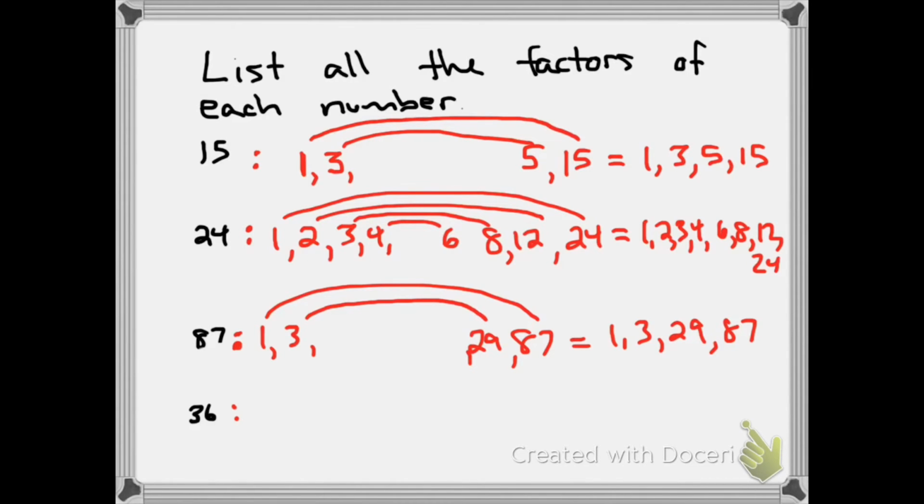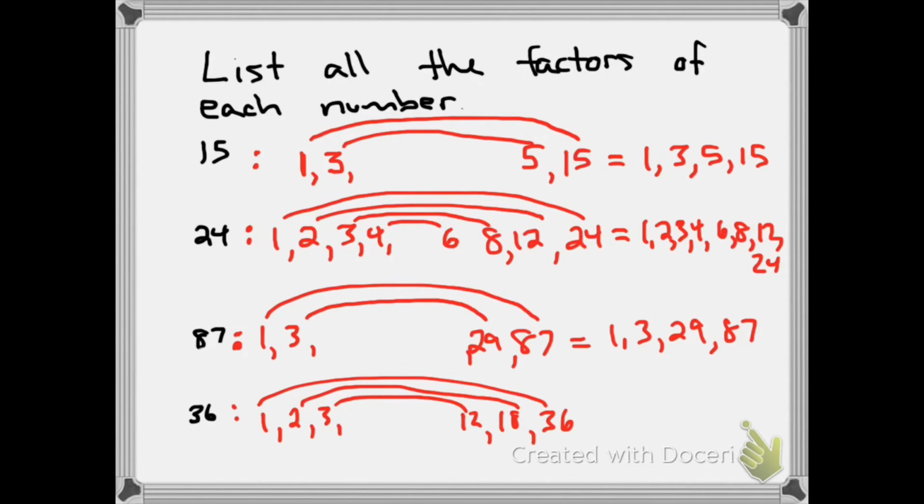The next one is 36. Once again, we'll start with 1, 36, we'll connect that. It's an even number, so we know 2 is going to work. And remember, when we're using 2, it's like we're asking what's half of that. So 2 times 18. 3 would work. 3 times 12, we'll connect that. All right, we use 4. Yep, guess what? 4 is going to work too. 4 times 9.